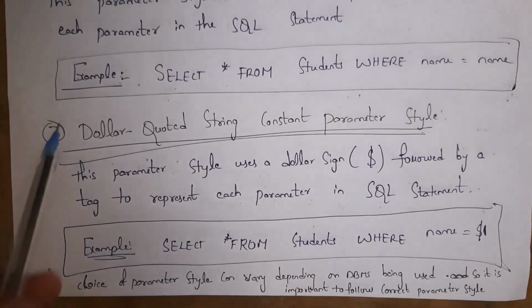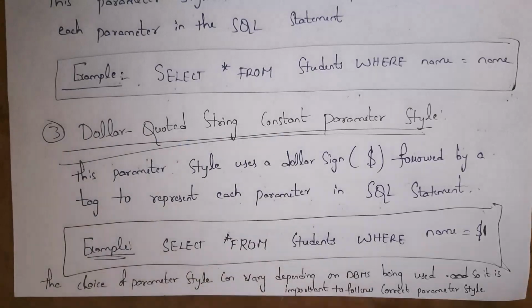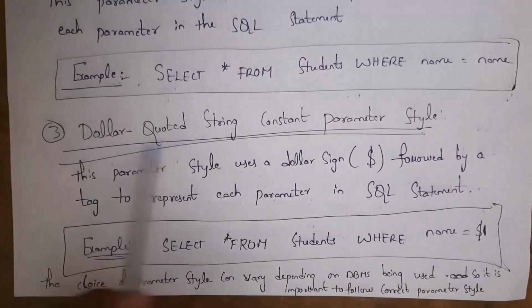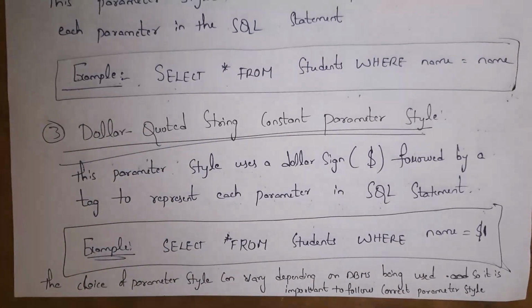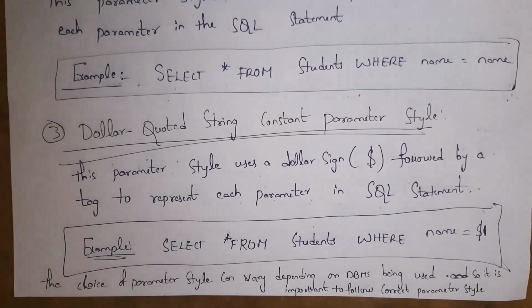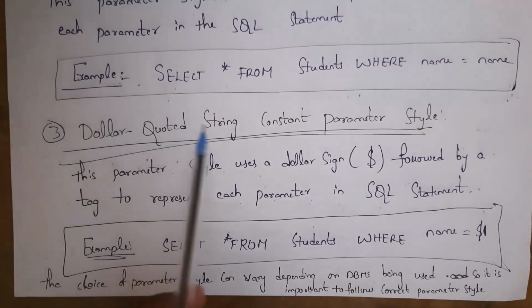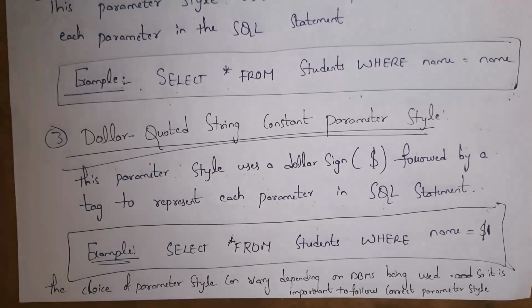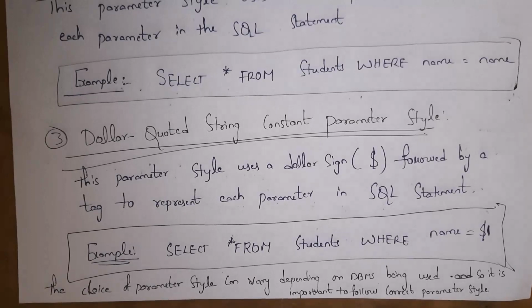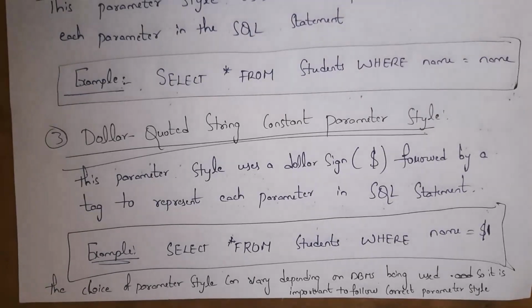And the last one is dollar quoted string constant parameter style. The name itself says dollar quoted. That means it will use the dollar sign in order to represent each parameter in an SQL statement. This is an example. Just write here select star from students where name equal to, here I have written $1, where this dollar represents dollar quoted string constant parameter style. Guys, we can choose different parameter styles based on the different database management system software. If we choose the correct parameter style, then it will display the correct result.